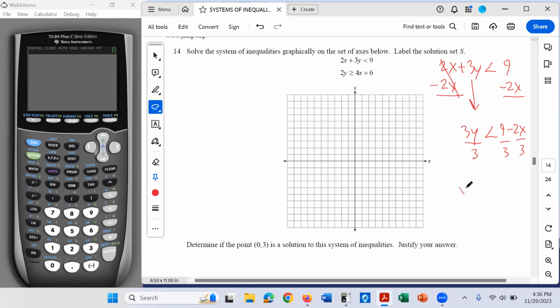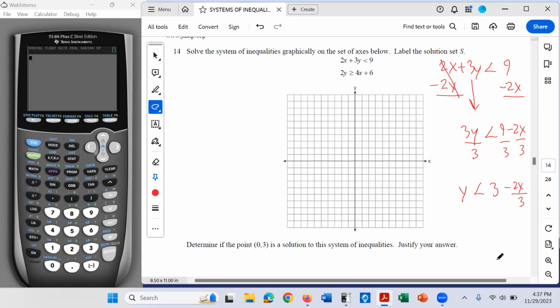This cancels. We're left with y. Still bring down that sign. Notice I didn't change the direction. Why is that? You're right. When you divide by a positive, you don't change the sign. Only when you divide by a negative do you change the sign. 9 divided by 3 is 3. In this one, we'll just leave that as a fraction.